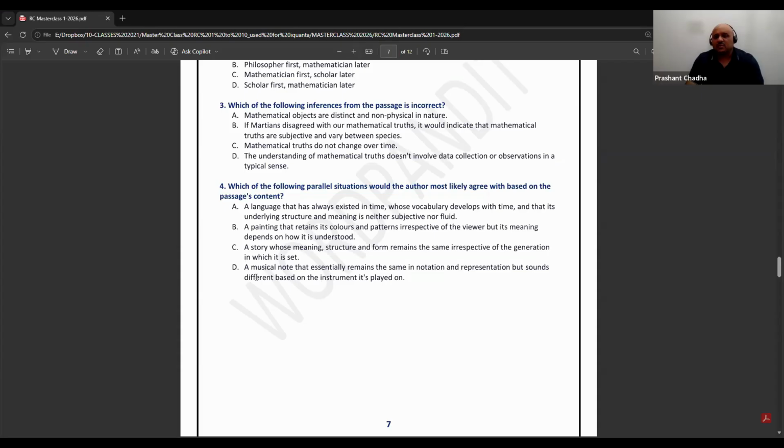Sounds different based on the instruments it is played on. Does mathematics change in different contexts? So mathematics of this person is this, mathematics of that person is something else, or mathematics in this case is this, in another case it is different. That does not happen. Mathematics remains the same. For example, mathematics in a notebook and mathematics on a blackboard, they can't change. It will remain the same, right? Whatever the instrument, it can't change. So that is why it can't be D.